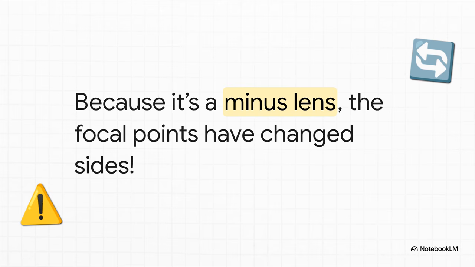In a plus lens, the primary focal point is on the left, and the secondary is on the right. But in a minus lens, they flip. The secondary focal point is now on the left side of the lens, and the primary is on the right.